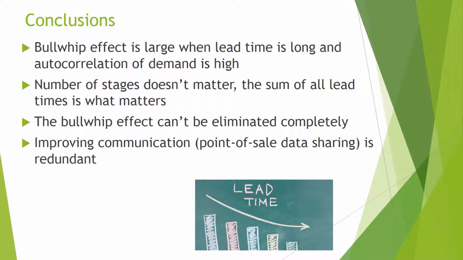One proposed solution to the bullwhip effect is to improve communication and have point of sale data sharing. This can be kind of redundant, sharing your data, because based on the orders you're placing, it can be deduced what the demand is. It's more important to communicate future changes, such as having a promotion or having a sale. If you can communicate things like that ahead of time, that could make an effect on the bullwhip effect, but not simply sharing your demand data.